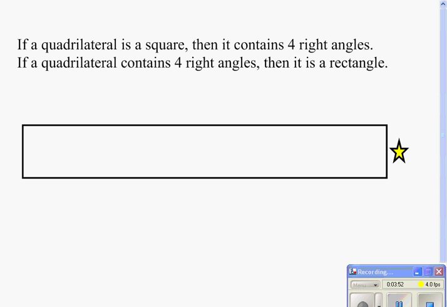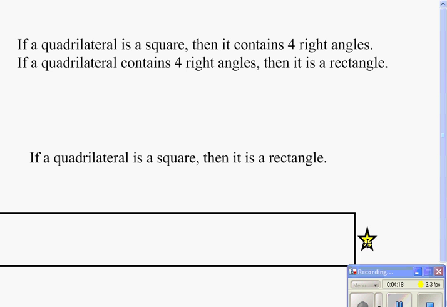And here is a favorite of some with geometry. If a quadrilateral is a square, then it contains 4 right angles. If a quadrilateral contains 4 right angles, then it is a rectangle. Take a minute and decide what your conclusion would be. And there it is. If a quadrilateral is a square, then it is a rectangle, is the correct answer.